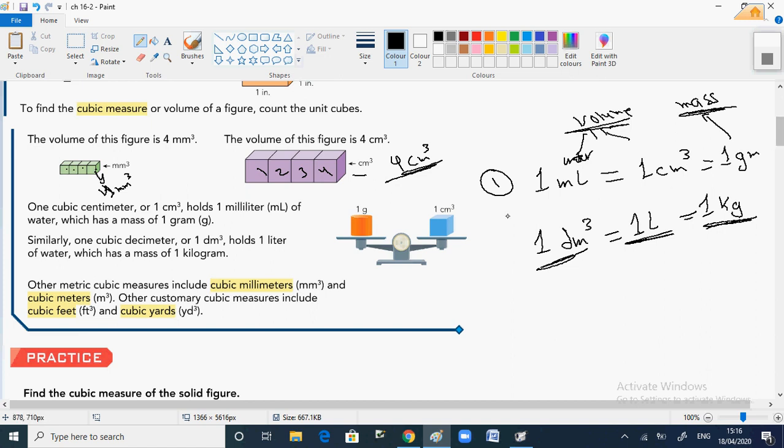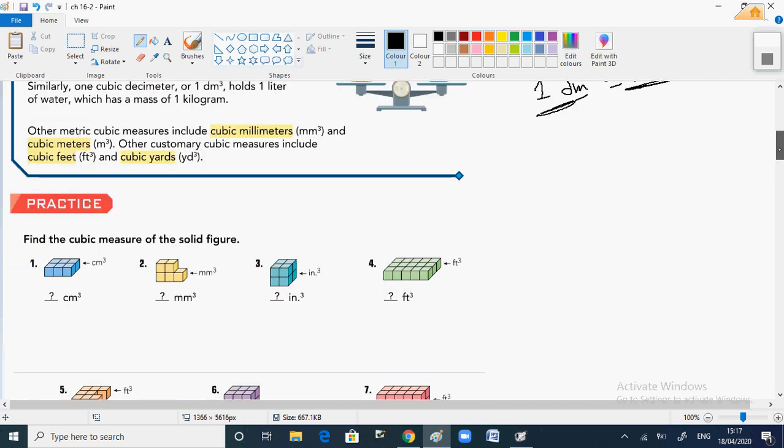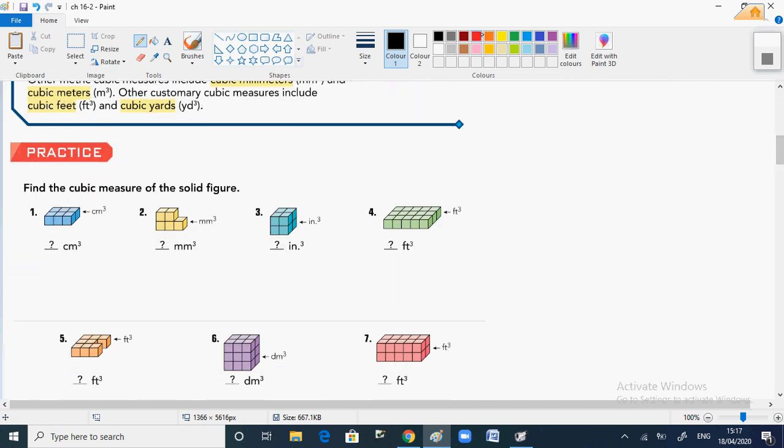Other metric cubic measures include cubic millimeters, mm cubed, and cubic meters, m cubed, with customary cubic measures including cubic feet, ft cubed, and cubic yards, yard cubed. Okay? Now let's go to the practice. Look here, I told you before, we will only count the cubes. I have 1, 2, 3, 4, 5, 6. Here I have 6 cubic centimeters.